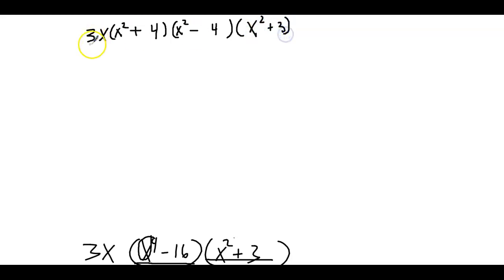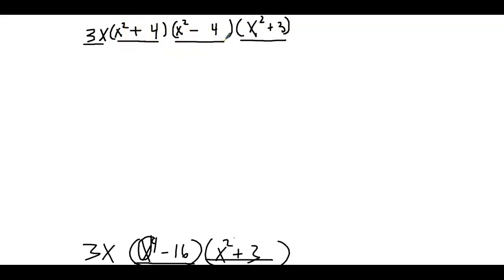All right, so I got the 3x is prime. This is prime. Now, am I done yet? I don't know. Let's see. This still has 2 terms. So is that a difference of squares? Nope, because it's a plus. So that's prime. How about this one?